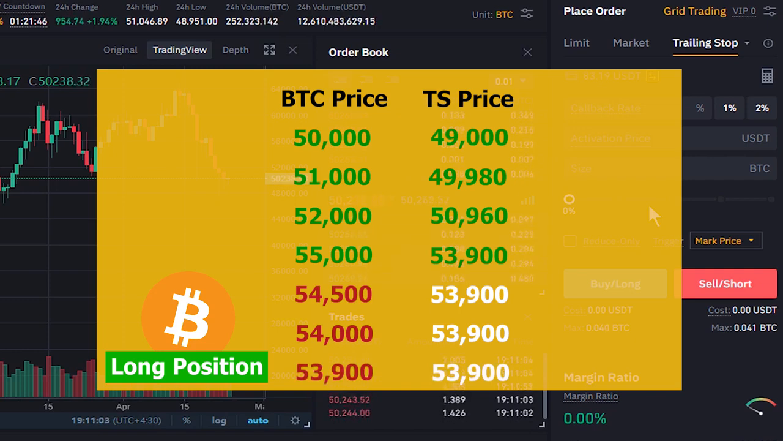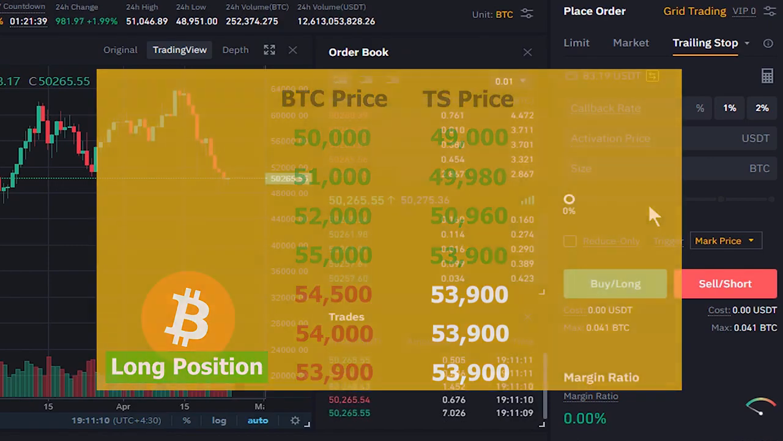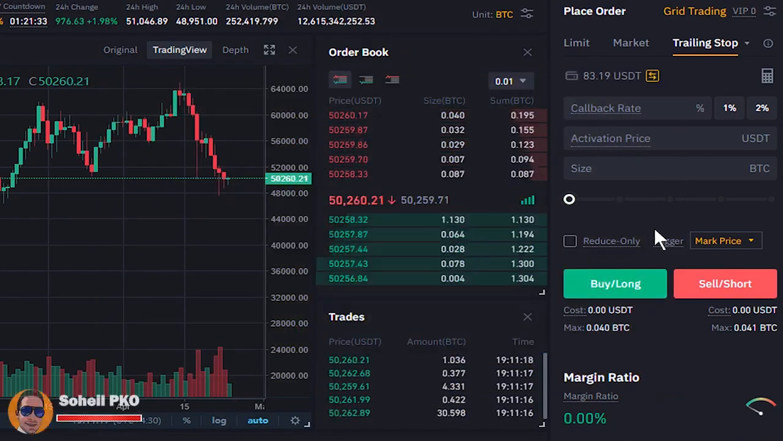So as you can see, step by step as the price is advancing, with the help of trailing stop, you limit your losses and lock in your profits. Now let's see this in practice with some examples.